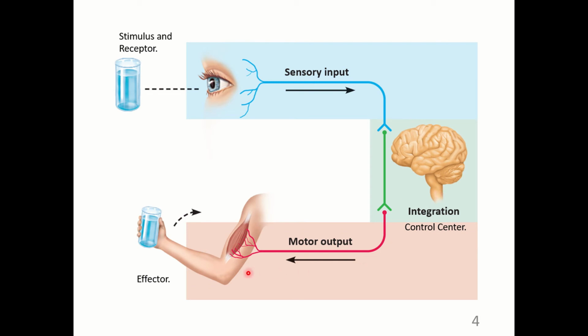Motor output occurs when the brain has made a decision to engage the effector organ, or the muscle that will help you to grasp the glass of water and lift it towards your mouth, and then the muscles that will help you to drink and swallow the water.